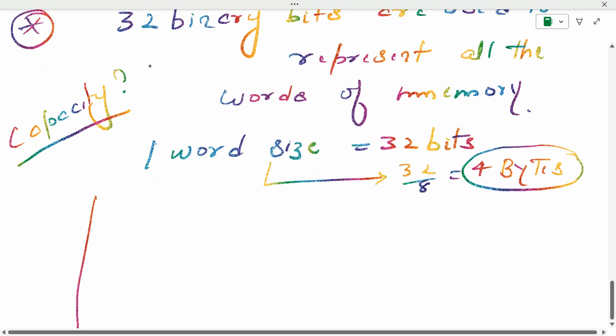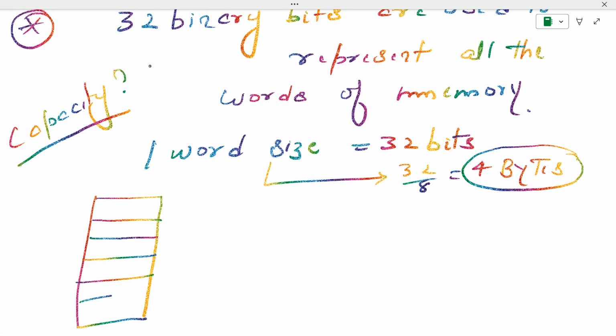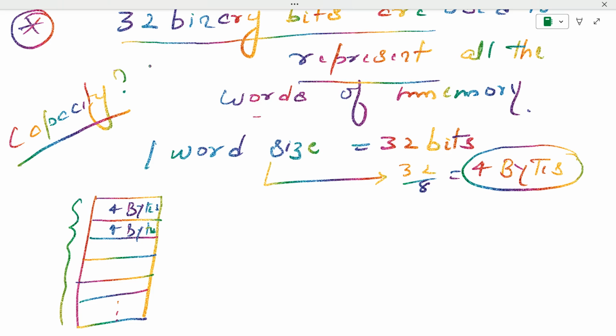So if this is your memory, which is divided into words, and each word having size of 4 byte, and so on, but you need the total number of words. Now here it is saying that 32 binary bits are used to represent all words of memory. So one word can be represented by 32 bits. Okay, so altogether 32 bits.